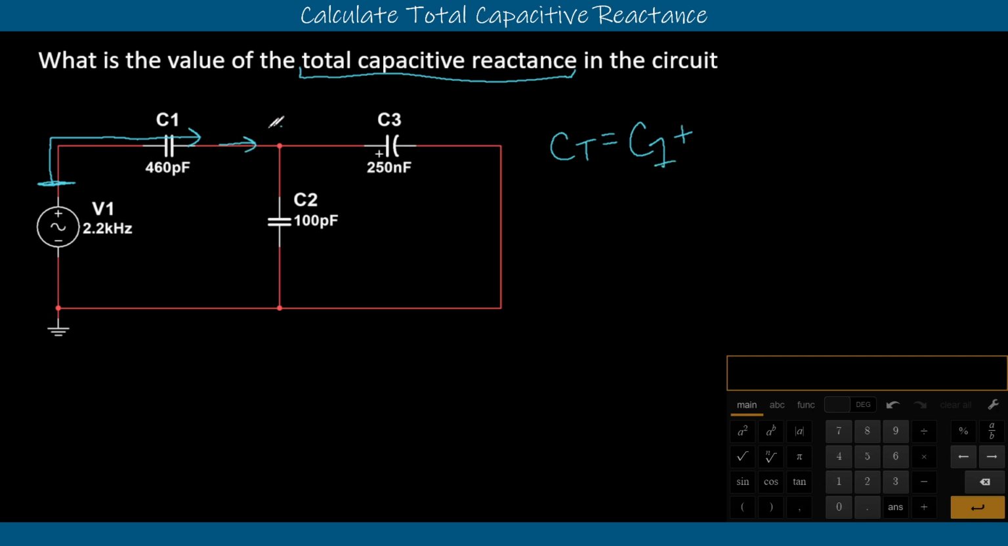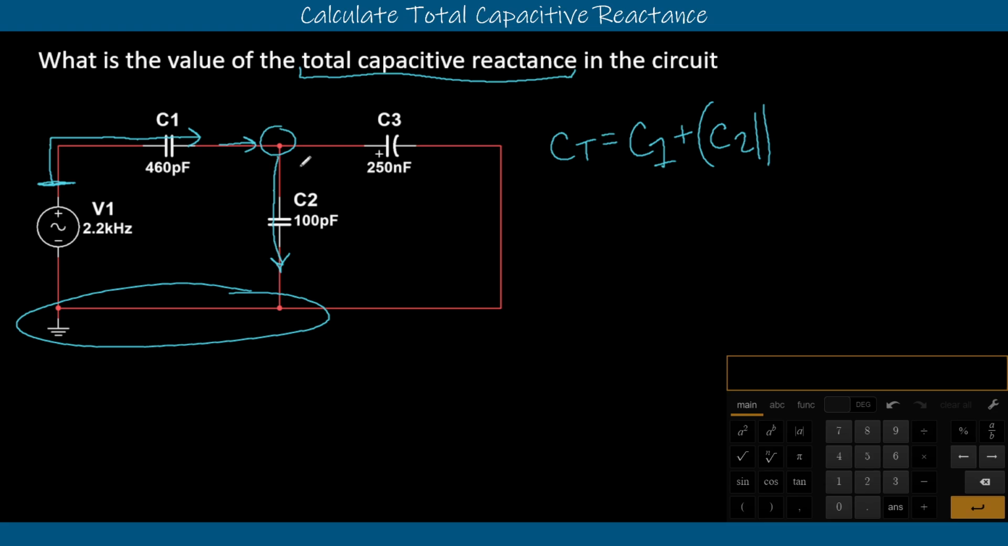And as we continue on, we hit a node, so we'll open a parenthesis, we'll go down across C2, and that hits ground at the bottom here. And so that means C2 is in parallel with whatever else we have in the circuit, and that happens to be C3 all the way to ground, and so that means that C2 is in parallel with C3. Close that off, and then we will evaluate this innermost parenthesis working outward.